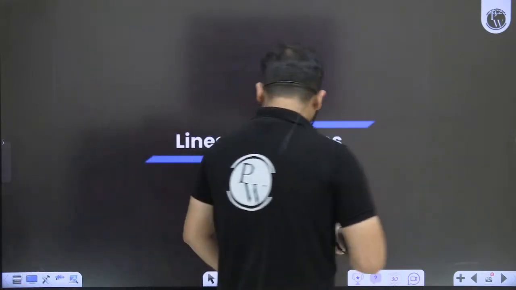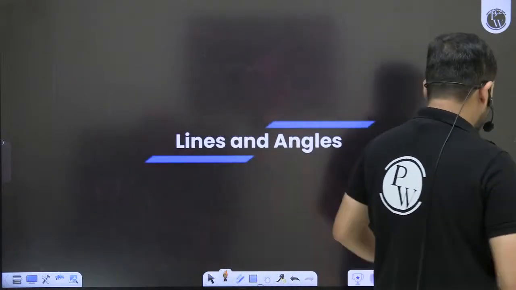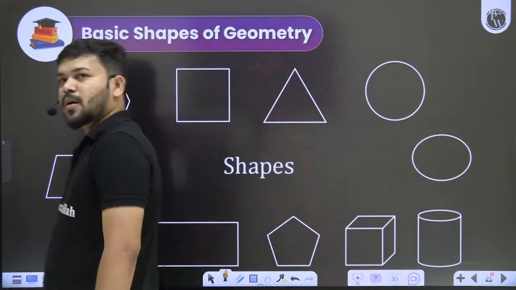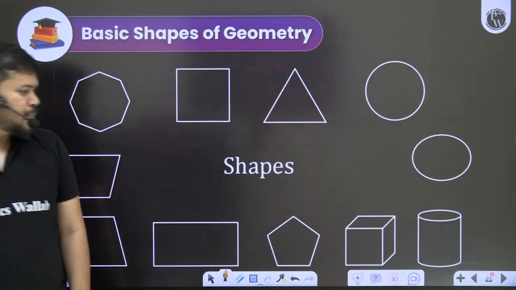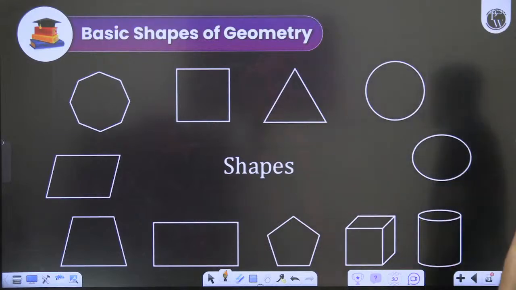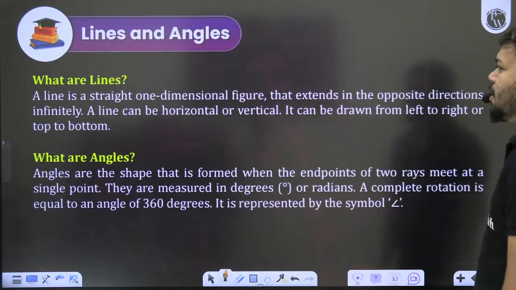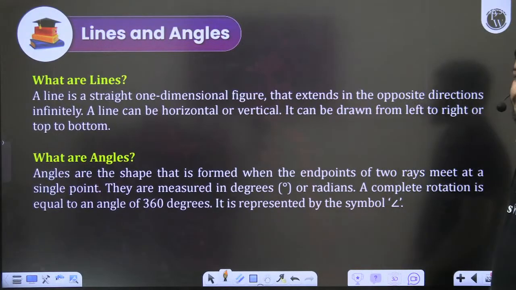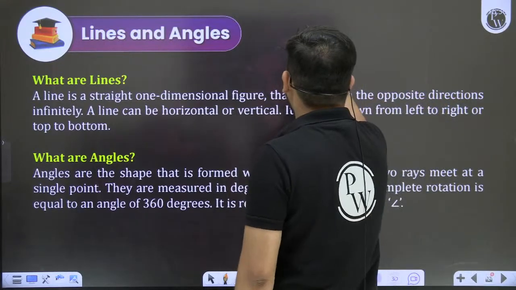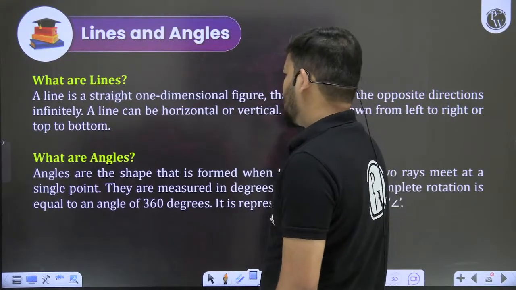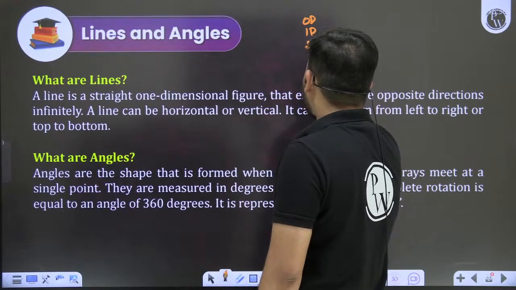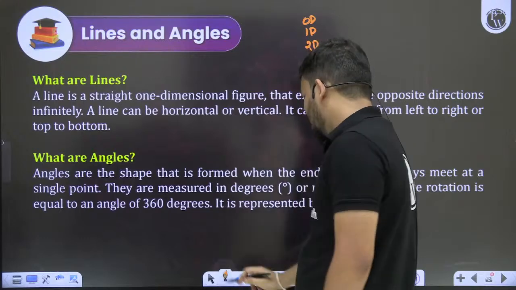Now let's see the next one, lines and angles. Basically lines and angles are the basic geometrical shapes of your geometry, right? There you can see that these are the 2D shapes and 3D shapes are also there, right? And then what are lines? Basically a line is a straight line, 0 dimension, 1 dimensional, 2 dimensional, and 3 dimensional. These are the different geometrical figures there, right?